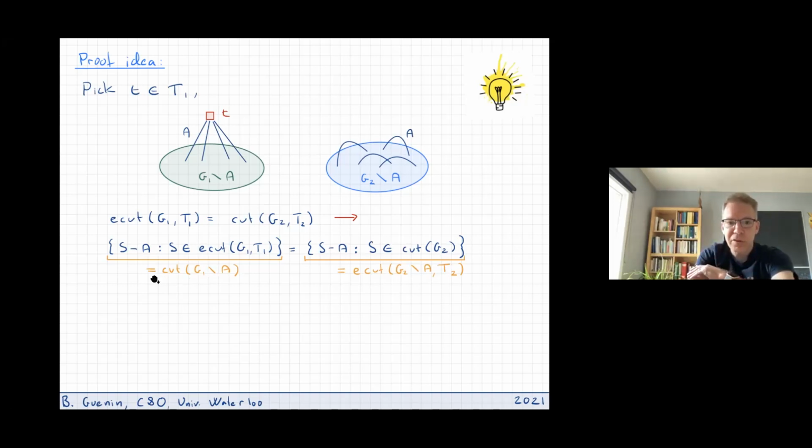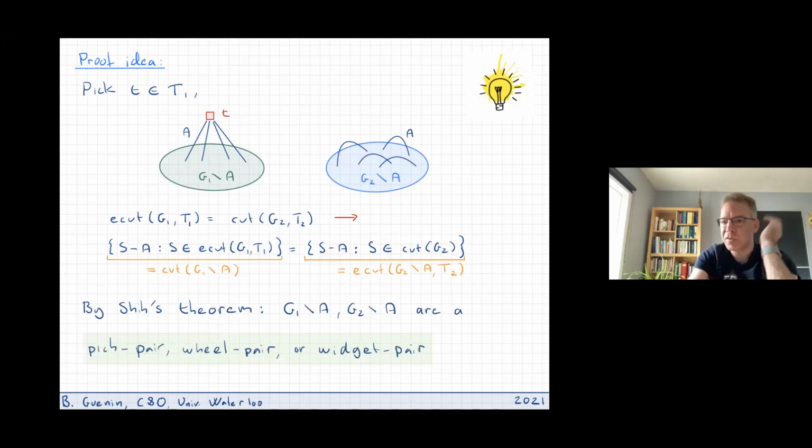So now you know that the cuts of G1 deleted A is the even cuts of G2 deleted A T2, right? Well, now the two graphs are not equivalent, but now what you get are Shee's siblings, right? So now what you can do is you can use Shee's theorem. So you can sort of see how this kind of stuff is being built up, right?